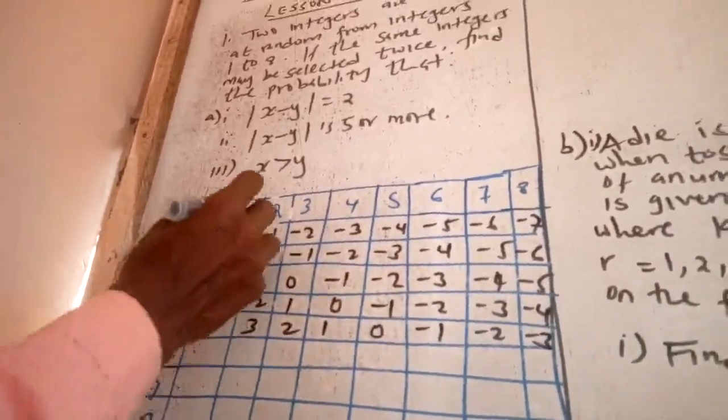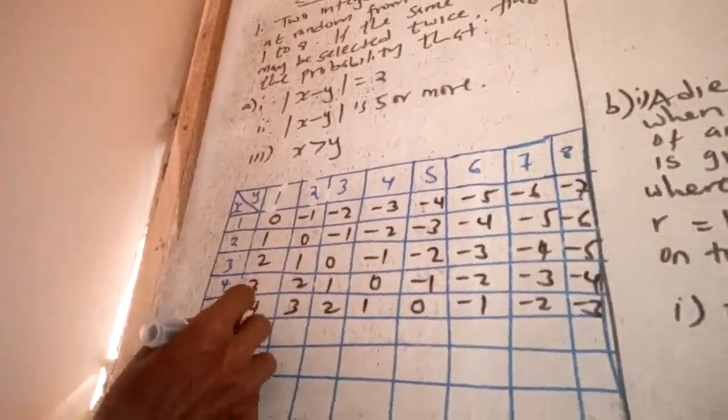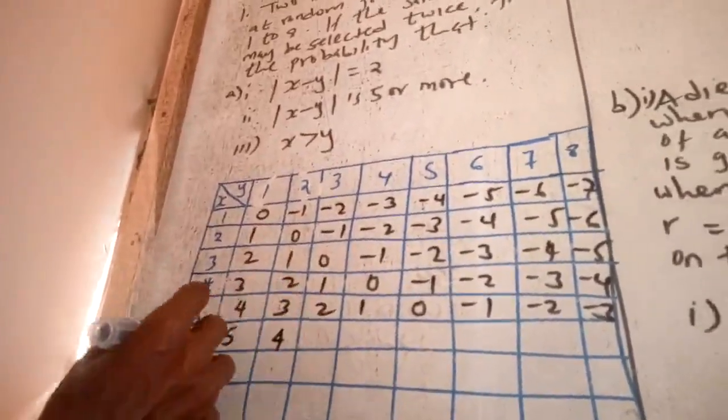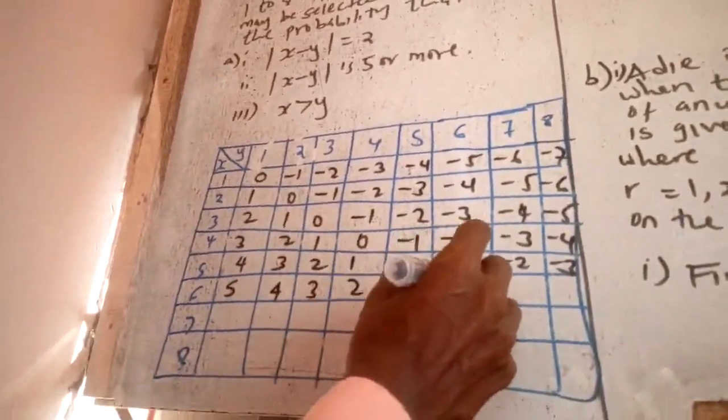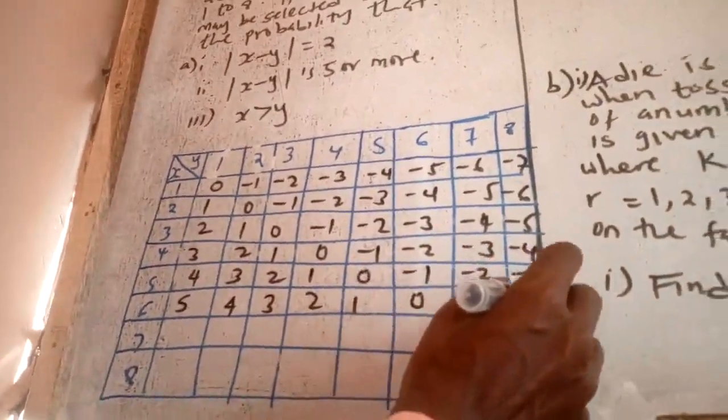What about 6 minus 1? You'll get a 5. 6 minus 2, you'll get a 4. 6 minus 3, you'll get a 3. You reduce in steps of 1 until you get the last one.